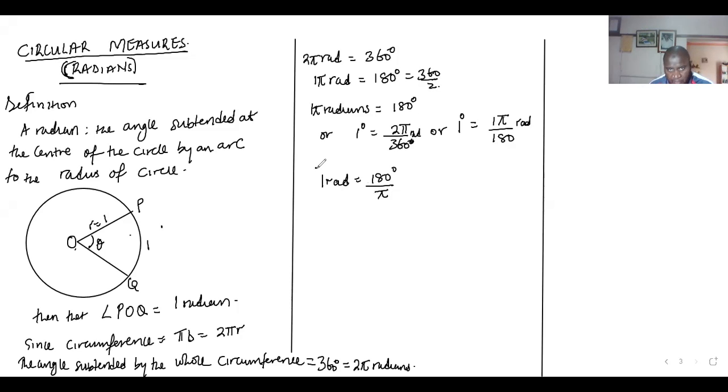So if you want to move from radians to degrees, you multiply the radians you have by 180 degrees out of pi. If you want to move from degrees to radians, you multiply the degrees you have by pi out of 180 degrees. Any question on that? Okay. Examples.